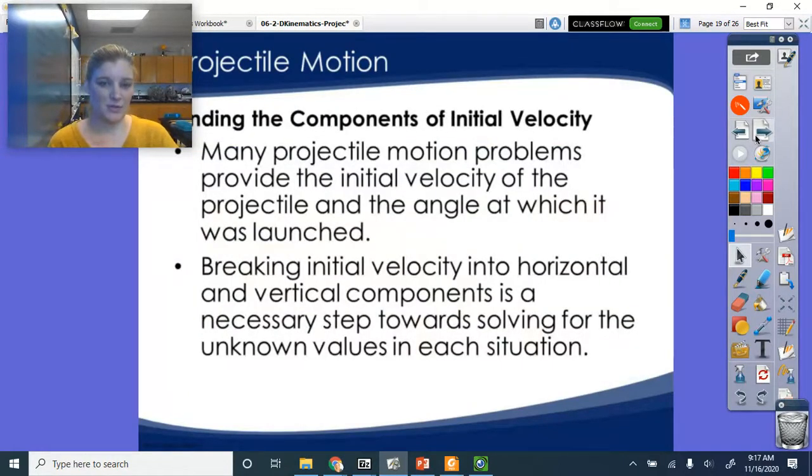Most of the problems are going to give you an initial velocity and the angle that we launch a projectile at. So we're going to spend the first part of this section just breaking that initial velocity into horizontal and vertical components. And we have to do that because that's the only way to solve for the different pieces that we need to know. We can't know how far we go until we know how far initially our velocity is taking us. We can't know how high up we go until we know how high our y velocity is taking us compared to our acceleration due to gravity.